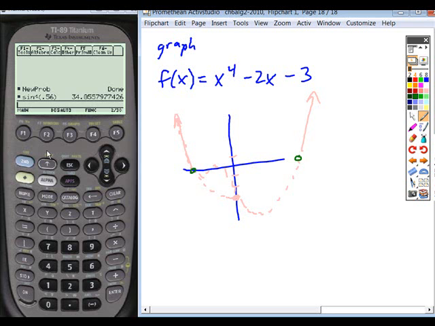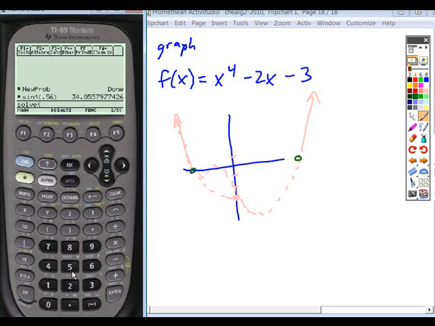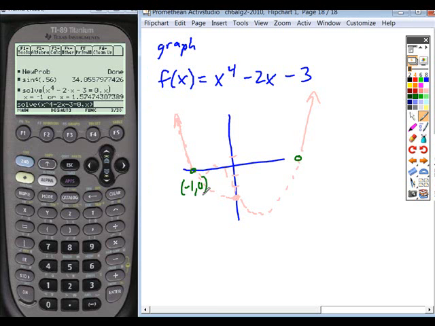So what we could do is we could solve this equation, x to the 4th minus 2x minus 3, and set it equal to 0. And when we solve for that x, we can find that here are your zeros, -1. So this is the point -1, 0. And then this is the point 1.57, 0 approximately. So we can find our zeros on this.